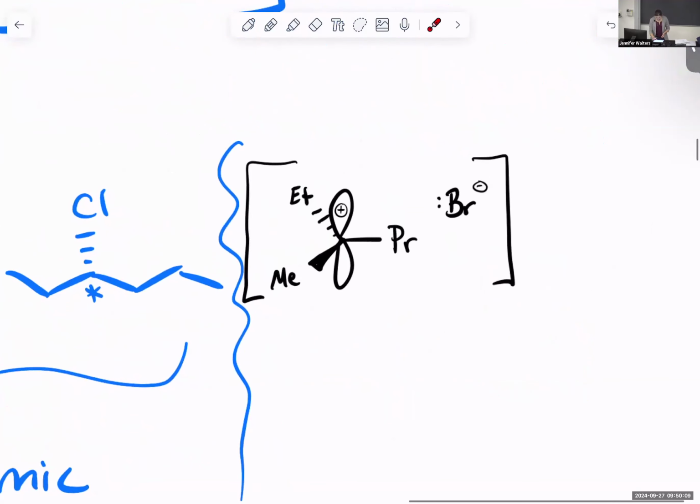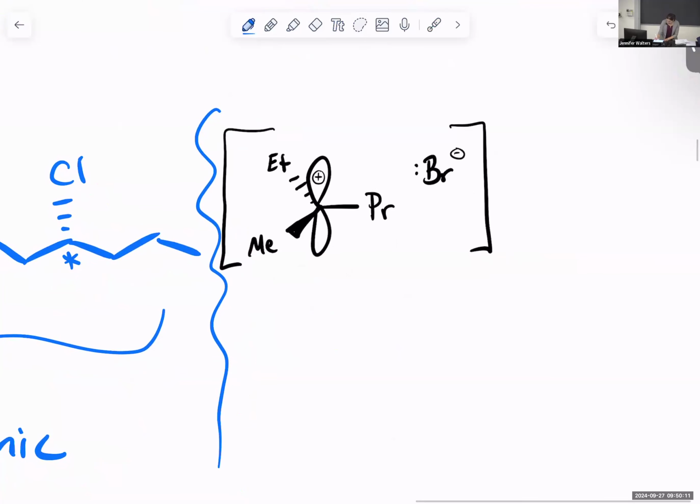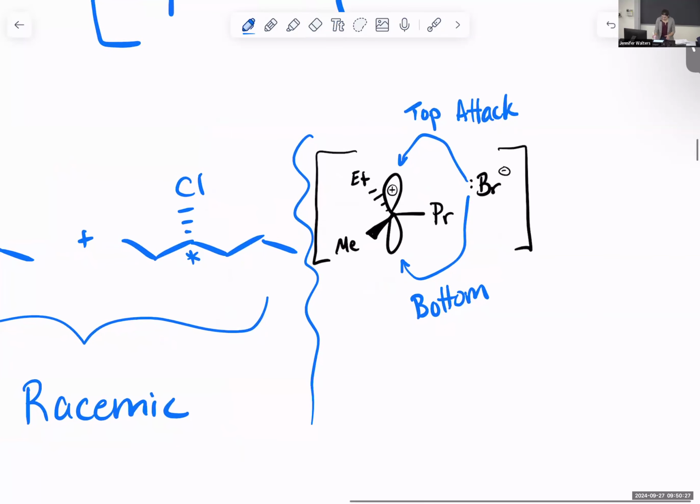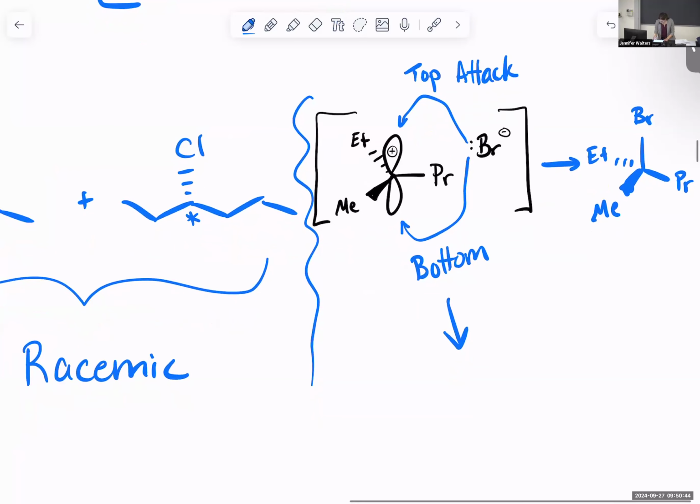So another way of looking at it is you could think about it as attacking from the top or the bottom. Both are equally as likely. So I can either get bromine on the top now, or I can get bromine on the bottom.